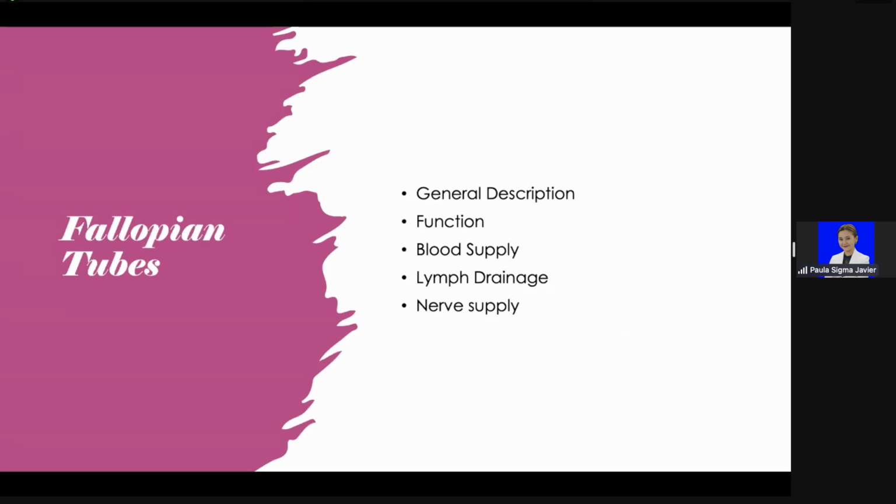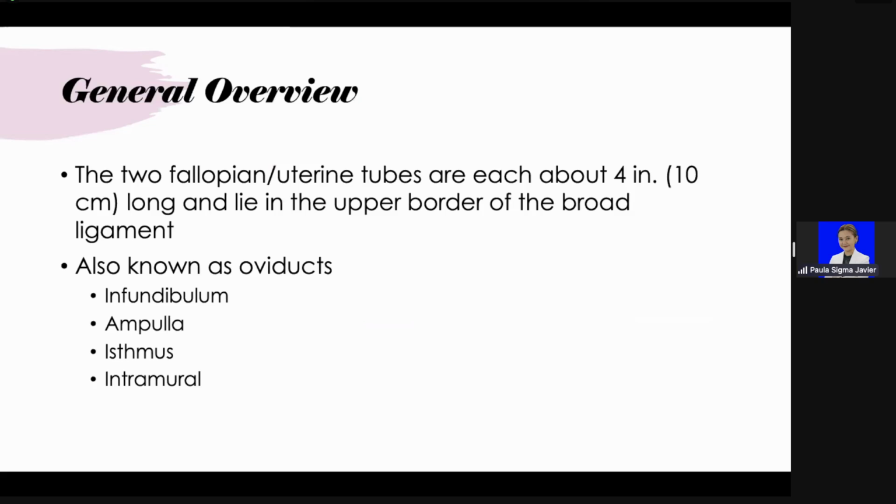Now let's proceed to the fallopian tubes. So just like we have two ovaries, we have two fallopian tubes as well, also known as your uterine tubes, also known as your oviducts. They are about 4 inches each and lie in the upper border of the broad ligament. So they are at the upper border, and posterior to your round ligament of the uterus. So it has 4 parts: the infundibulum, the ampulla, the isthmus, and the intramural part which pierces your uterus.